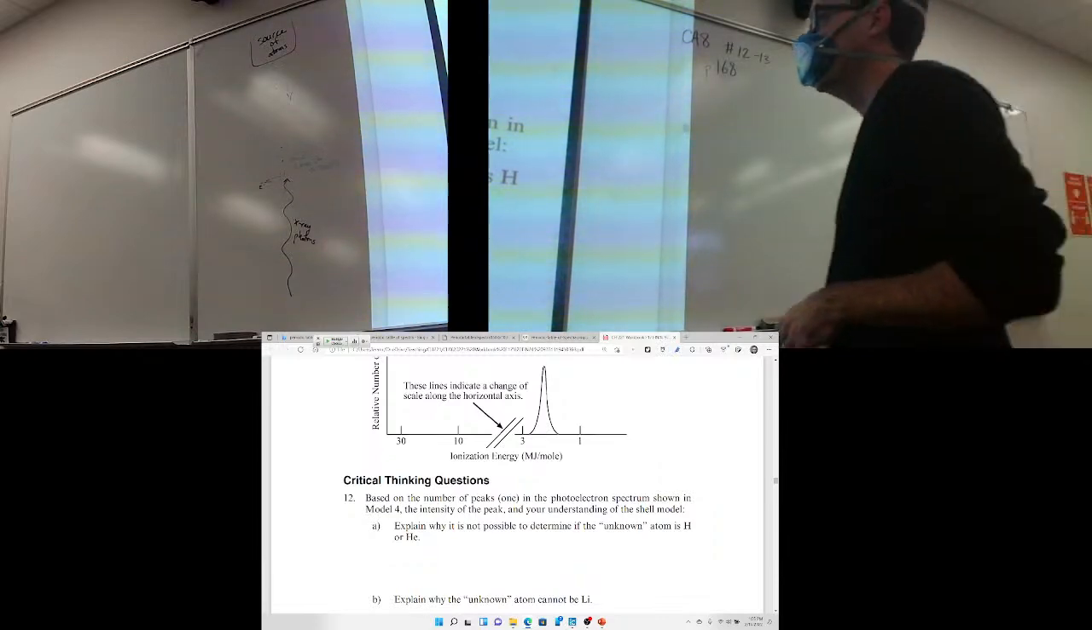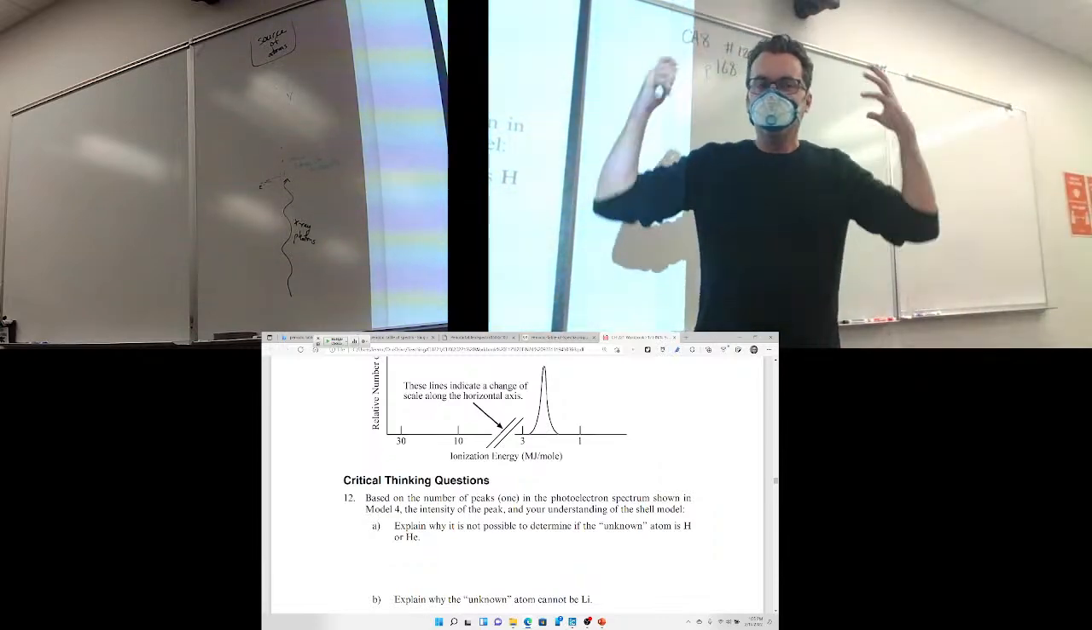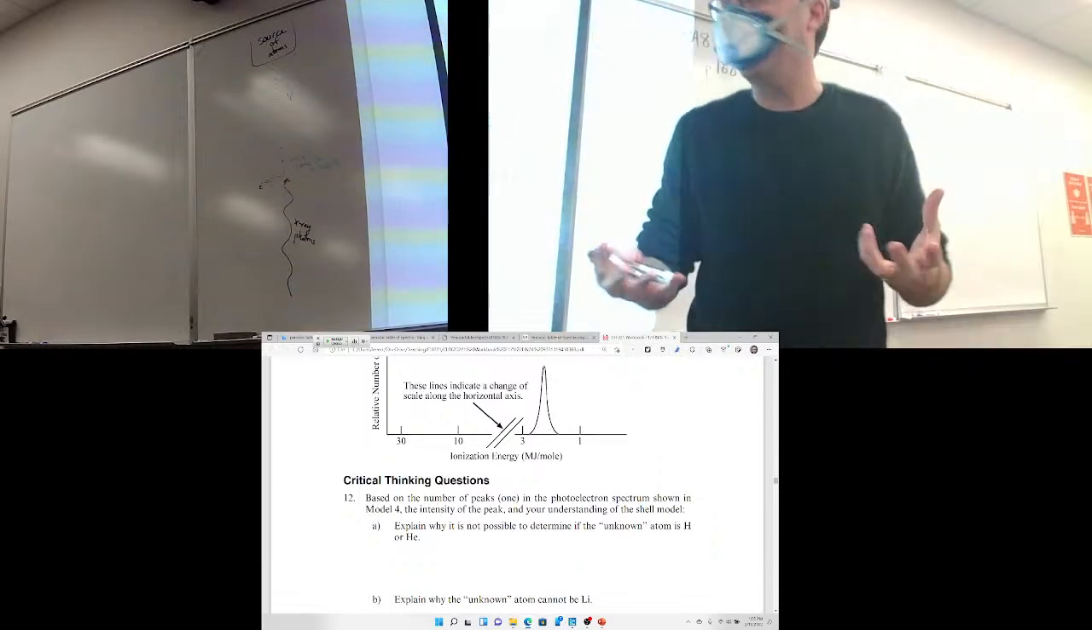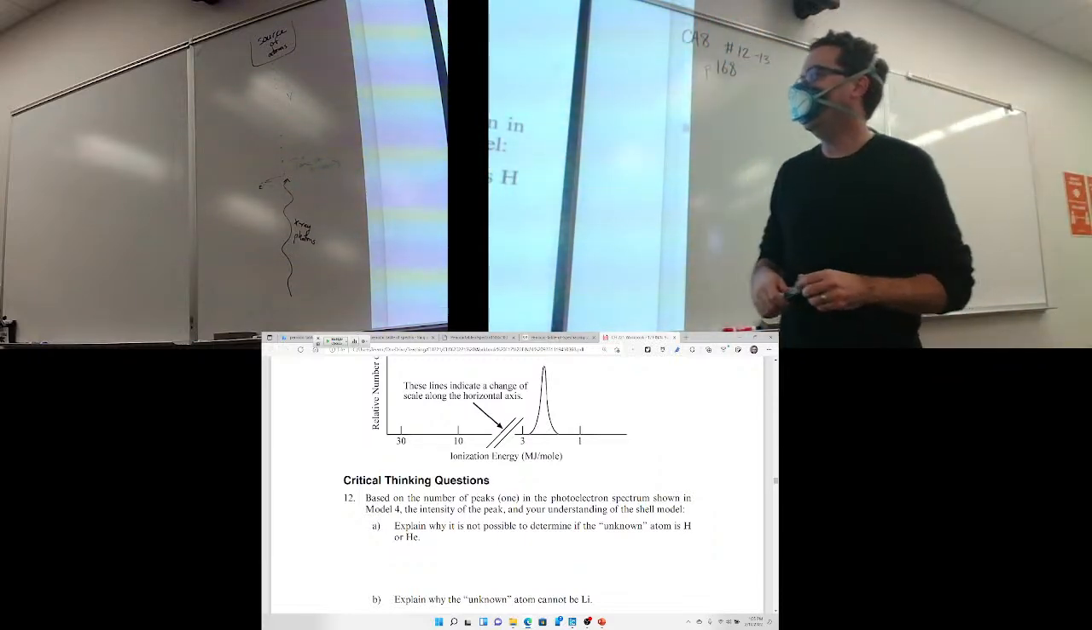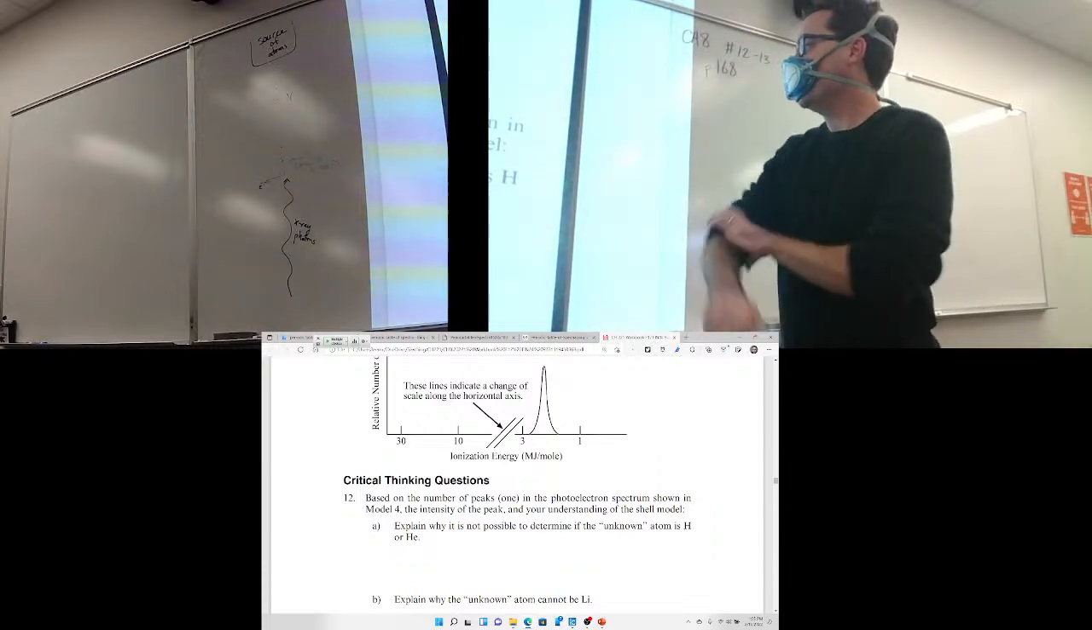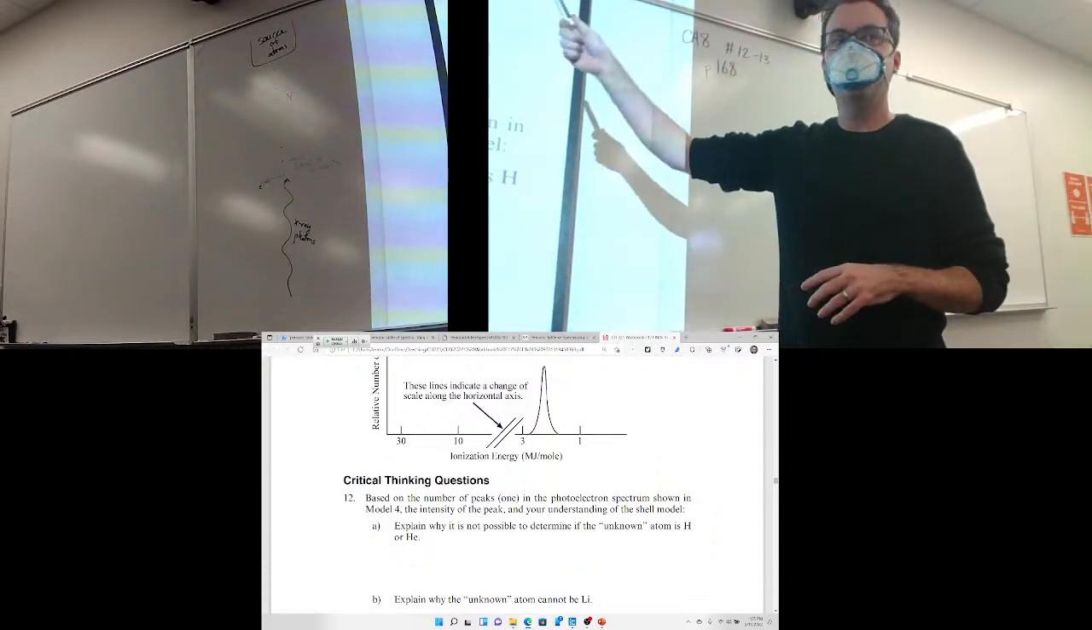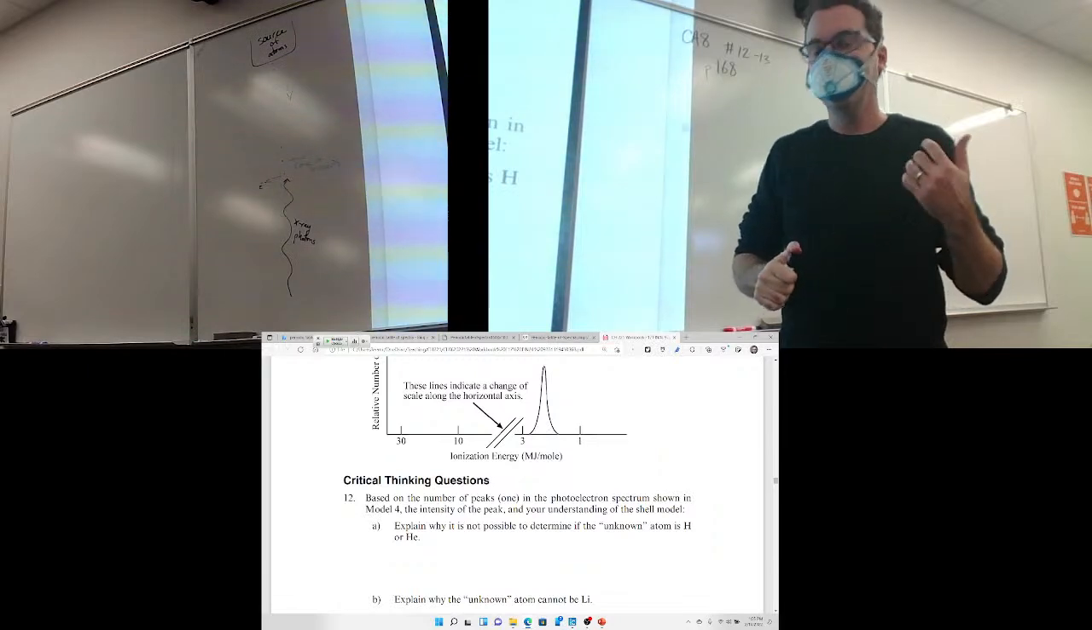Okay. Let's talk about the answers. So we're just kind of orienting our brains to make sure that these start to make sense. We can think about these critically. So why is it not possible to determine if this is hydrogen or helium just from the graph itself?